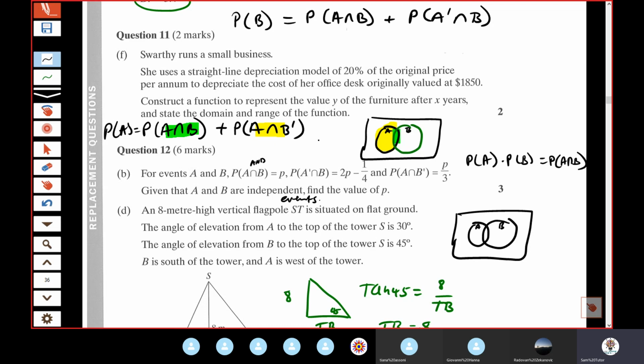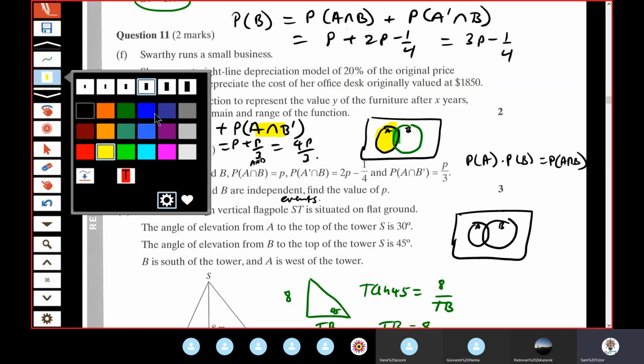Anybody have any questions before I start this? Then probability of A and B is P. Probability of not A and B is 2P minus a quarter. Simplify this, you get 3P minus a quarter. Do the same thing with this one. Probability of A and B is P, and then A and not B is P on 3. So P plus P on 3 should give you 4P on 3. Right? Any questions?